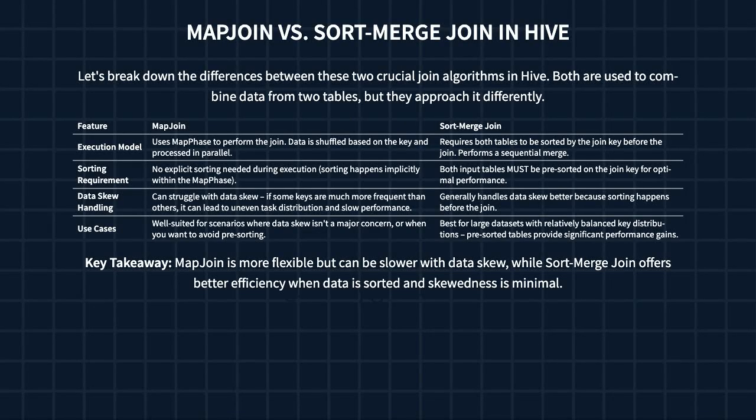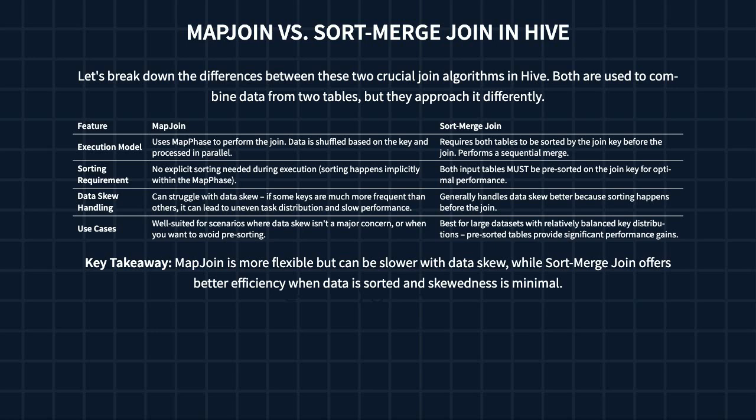Okay, let's talk about how Hive joins tables specifically, map join versus sort merge join. Think of map join as a parallel processing approach where you're essentially assigning each key in one table to a different worker node for the join operation. It doesn't require pre-sorting beforehand, which can be great if your data isn't perfectly balanced. However, it can struggle when some keys appear much more frequently than others. This is called data skew, and it can really slow things down.